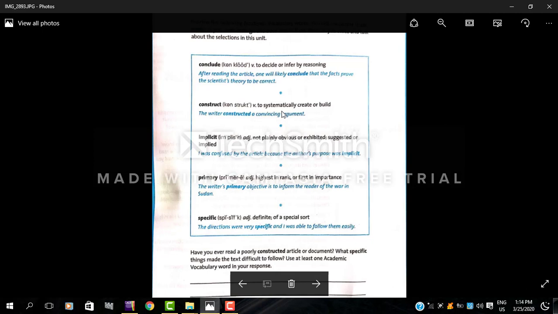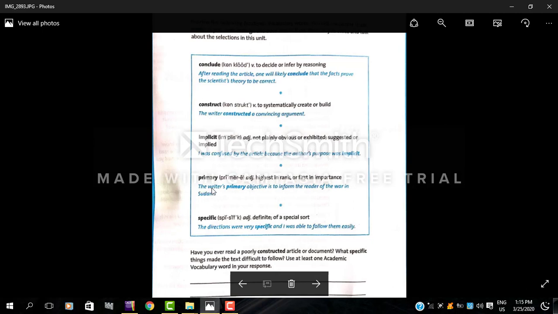Second word, construct. Construct means to create. So you can underline to create. The writer constructed a convincing argument. He is trying to prove something, so he is trying to build it with proofs. The third word, implicit. Implicit means not obvious, or you can write here not clear. Check the example. I was confused by the article because the author's purpose was implicit. Implicit means here the author's reason was not clear.